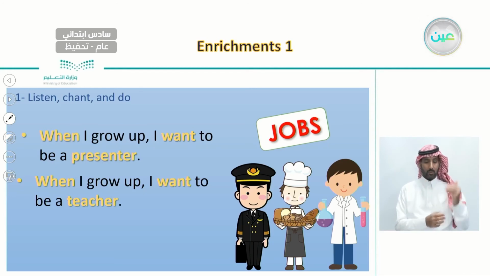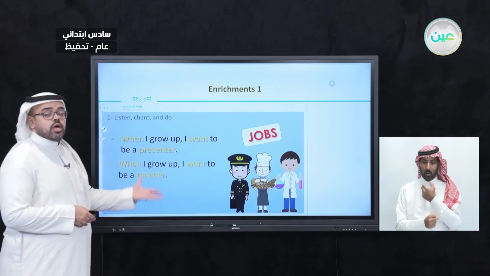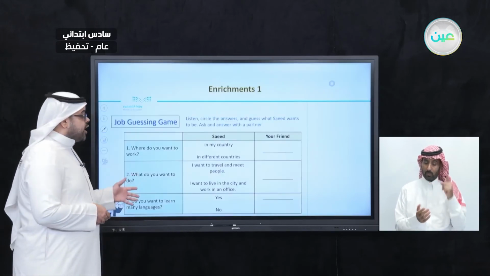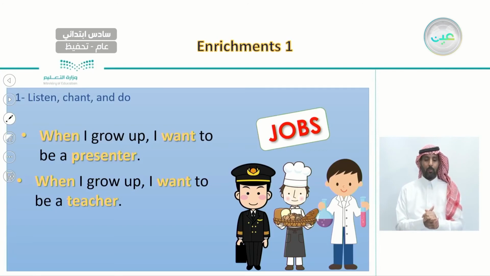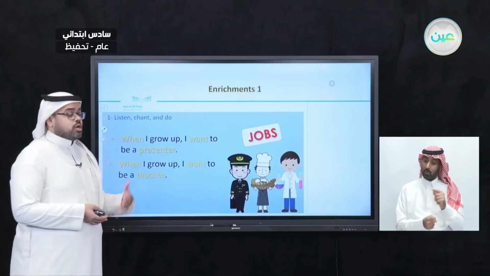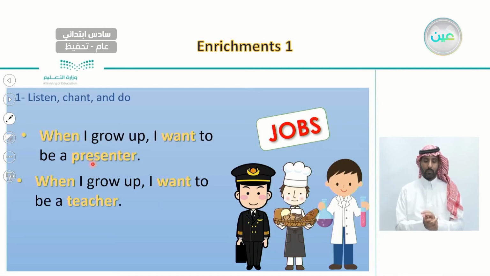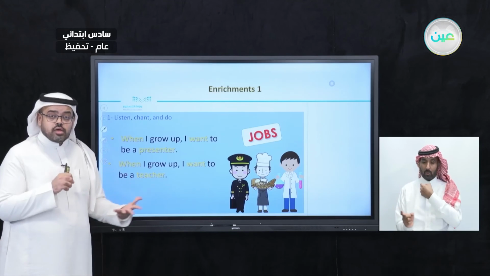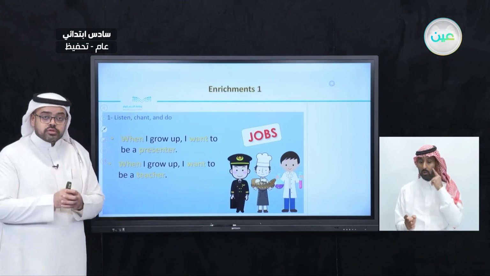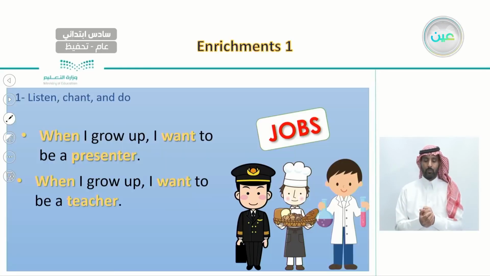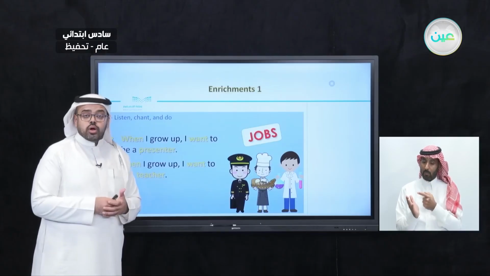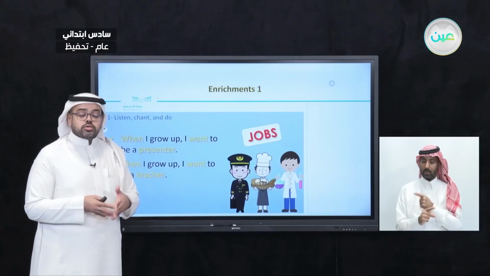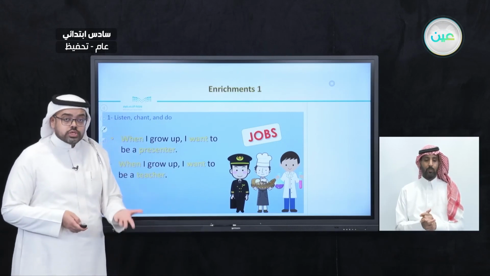So in this jobs chant, we learned different jobs, and we said that you can also act out these jobs. And how do we act out a job? For example, if you want to be a presenter, then you can act it out. You can have a mic and say, when I grow up, I want to be a presenter. Or if you want to be a teacher, then you can have maybe a marker or a piece of paper and say, when I grow up, I want to be a teacher. This is how we make it more interesting.